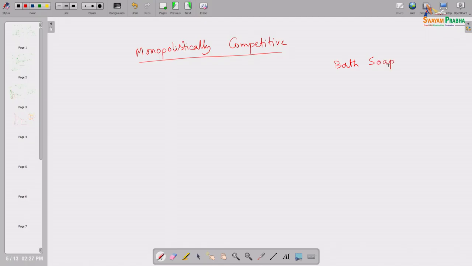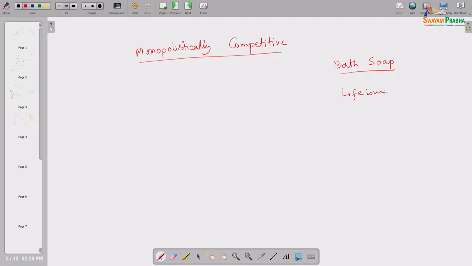Say, suppose the Indian market of bath soap. You will see a lot of varieties, different companies producing those products, and even one company may be producing different branded products. Say Hindustan Lever, erstwhile it was Hindustan Lever, now I think it is Hindustan Unilever. Suppose one product is Lifebuoy.